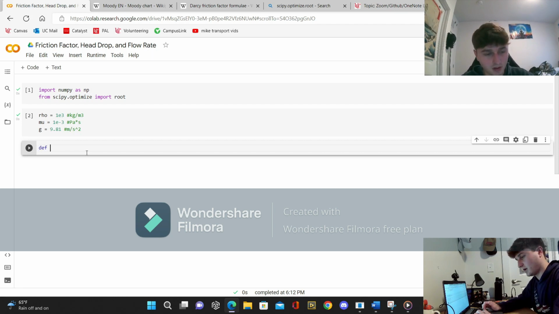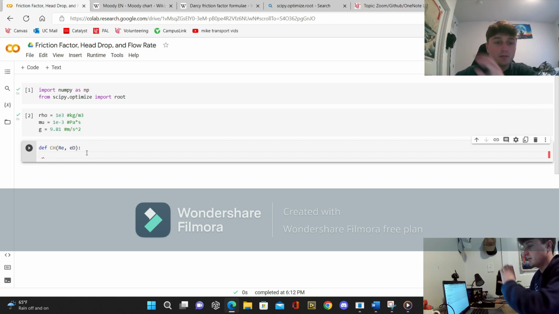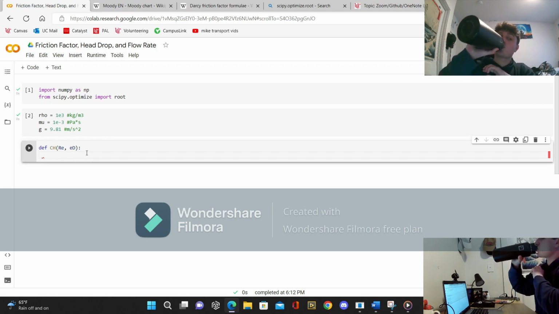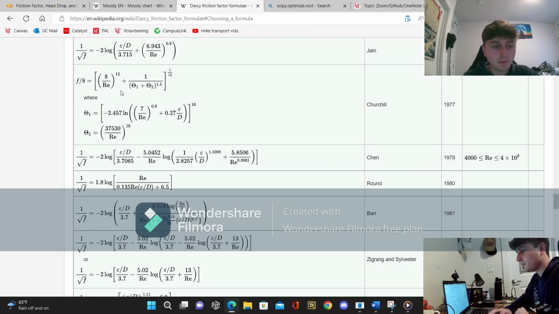So what we're going to do is define a Churchill equation. For our function, we're going to need to supply the Reynolds number, and we're also going to need to supply our surface roughness. Now, the things that we need to input for this, a sip of water. We are going to need to use these equations right here. So we need to define theta 1, theta 2, and then we need to use this equation right here, multiplied by 2, as our return for the function, because that is going to give us our friction factor at a certain Reynolds number and surface roughness.